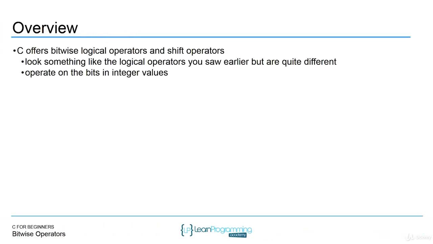So C offers bitwise logical operators and shift operators. Those terms might leave you completely clueless. They look like logical operators, but they're quite different. They don't do any kind of Boolean evaluations. They don't evaluate to true or false. They kind of look like the ampersand and the two ors, but they're not doing any kind of Boolean evaluation. What they're doing is operating on bits inside integer values.